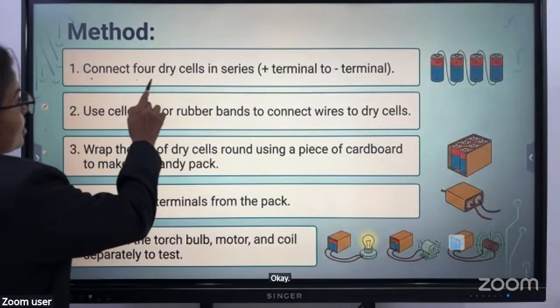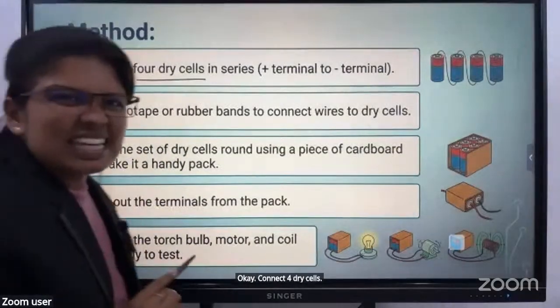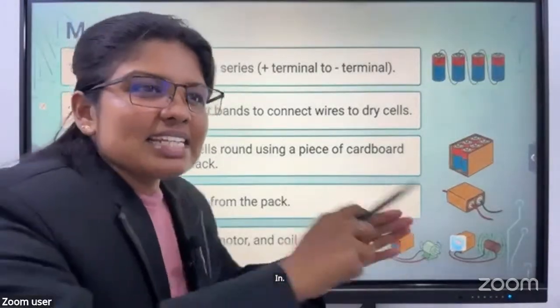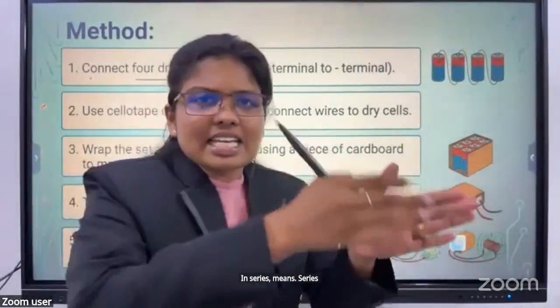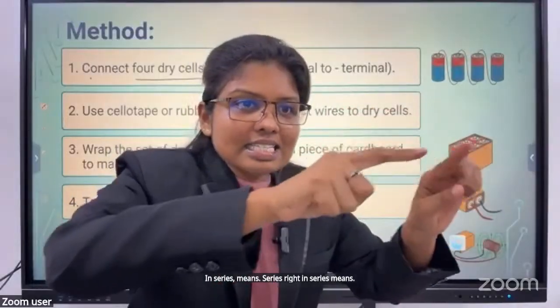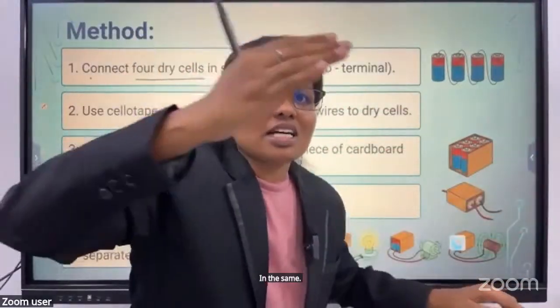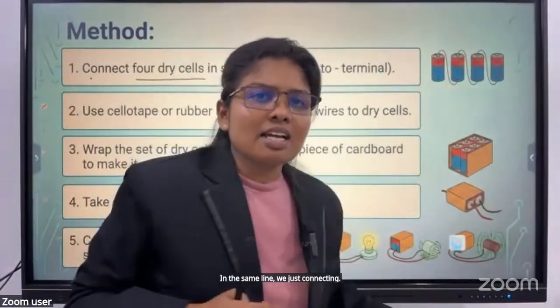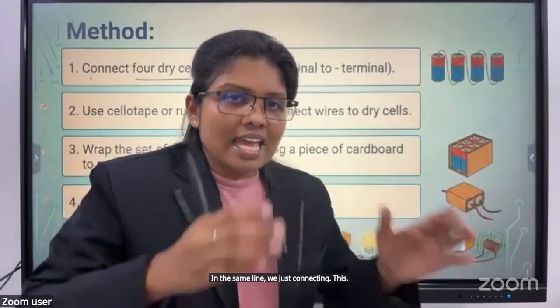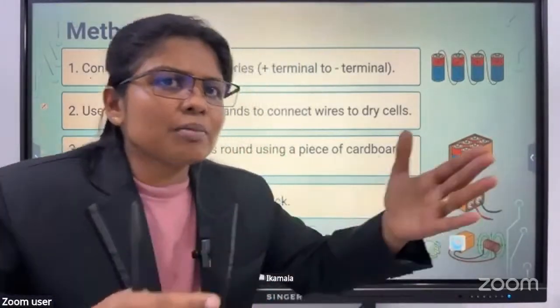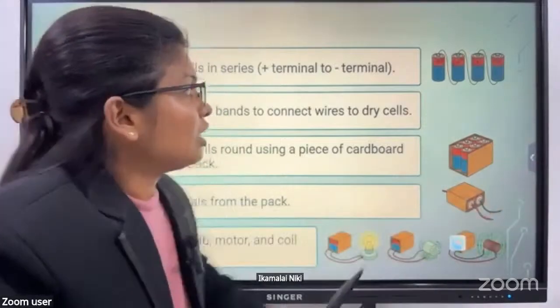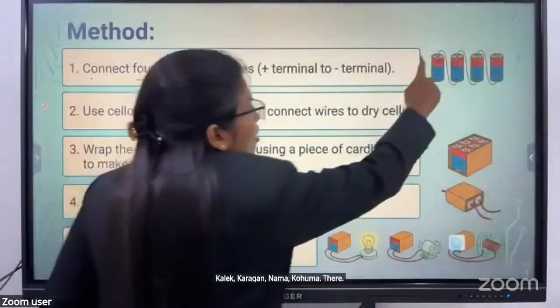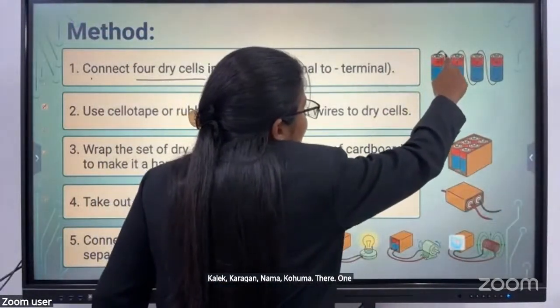Connect 4 dry cells in series. In series means in series, right? In series means in the same line we just connect these dry cells. One dry cell's positive terminal.